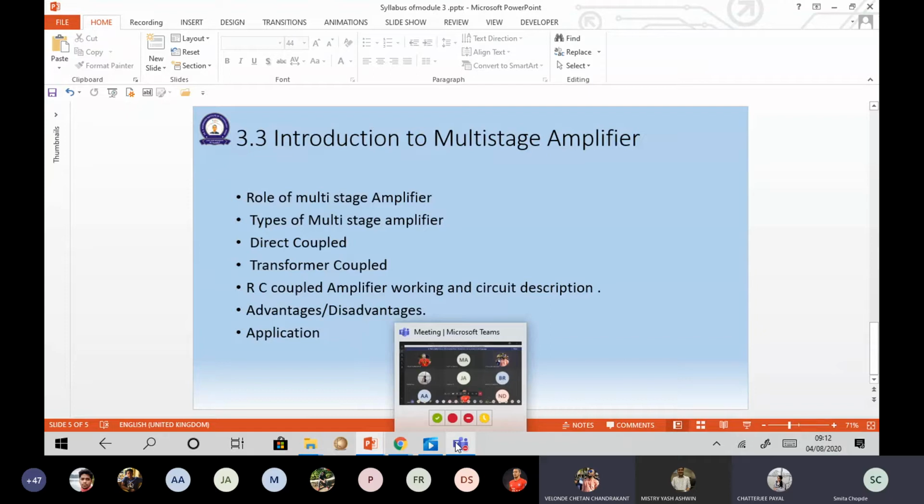Ma'am, do we have to study about the transformer coupled? Yeah, you have it in your syllabus. Means circuit description, working, and application. Okay. And there are advantages and some drawbacks also in that. That we'll learn when our right step comes. Yes, ma'am. Still any doubt on the syllabus?